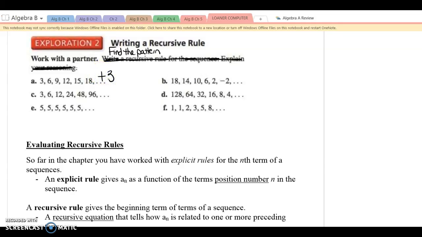A, the pattern is adding 3. B, the pattern is subtracting 4. C, the pattern is multiplying by 2. D, the pattern is dividing by 2, or as we learned with geometric sequences, that's the same as multiplying by 1/2. How about E? Adding 0 or multiplying by 1, which would make the same number every time because those are the identities. All right, F.